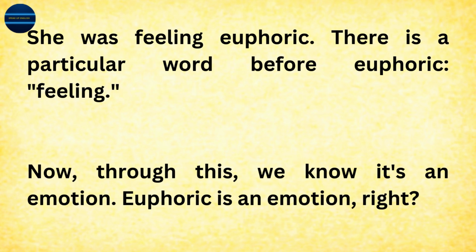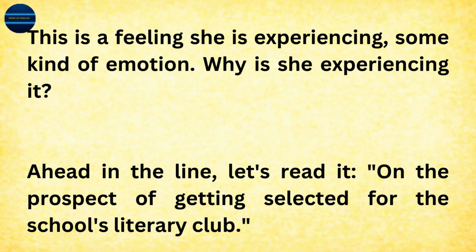She was feeling euphoric. There is a particular word before euphoric, feeling. Now through this, we know it's an emotion. Euphoric is an emotion, right? This is a feeling she is experiencing. Some kind of emotion. Why is she experiencing it? Ahead in the line, let's read it. On the prospect of getting selected for the school's literary club.